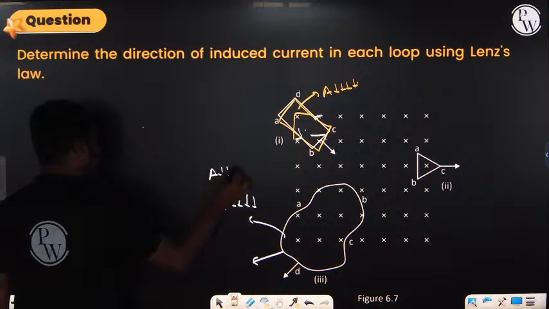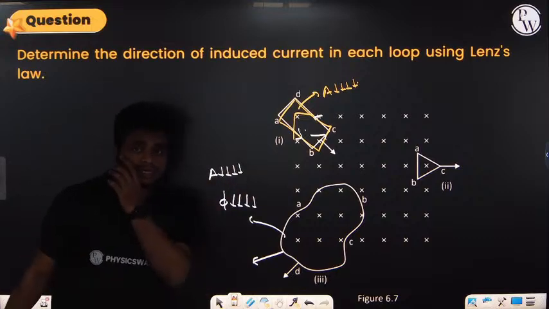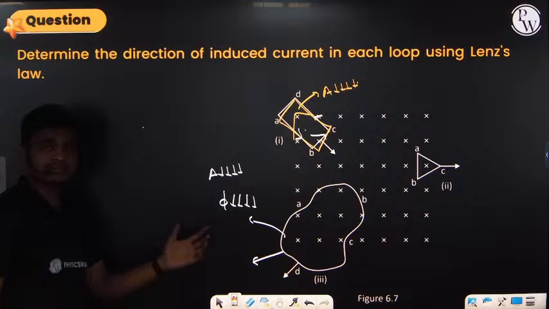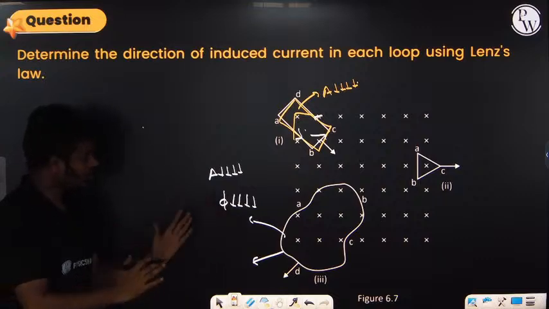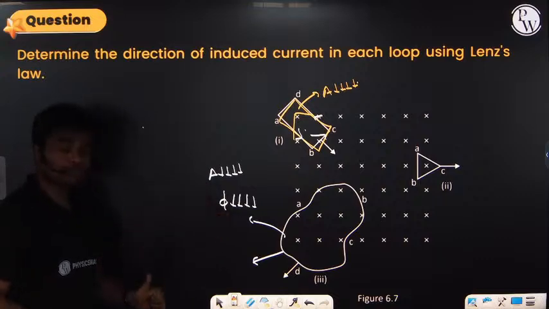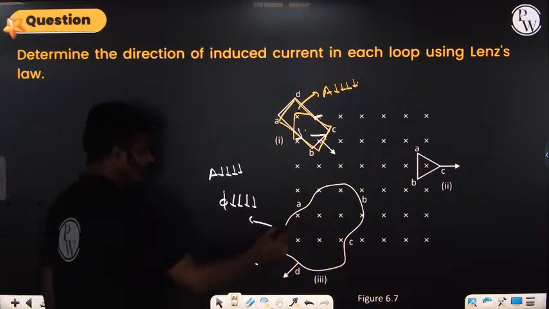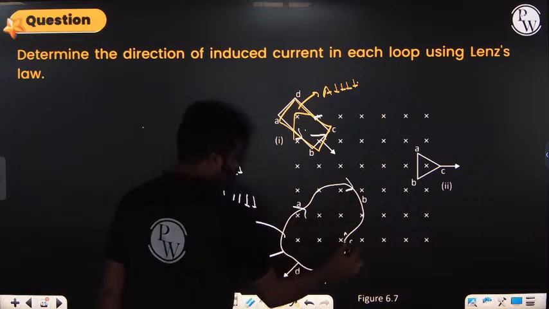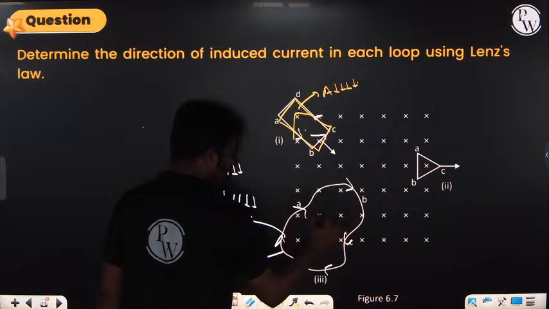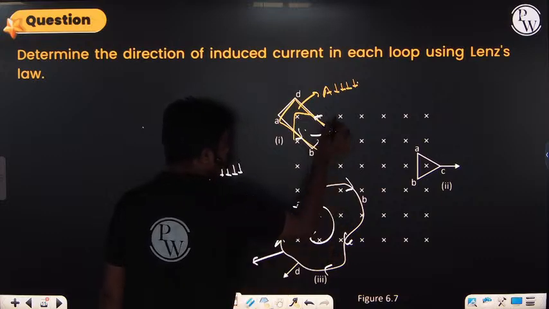Next, this coil is coming out, so here the flux decreases because the area decreases. As the area decreases, the flux will also decrease. We have to increase that. And how can we increase that? By giving the current in a clockwise manner. So in this, the current will be clockwise. Here the current will be anti-clockwise.